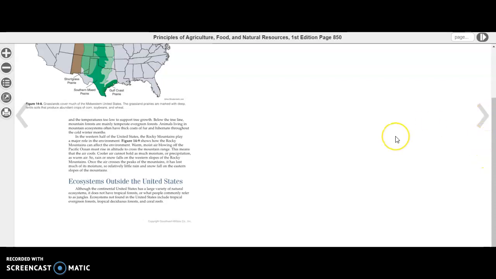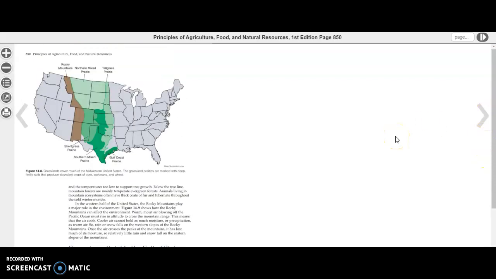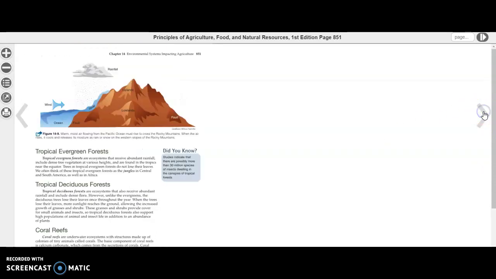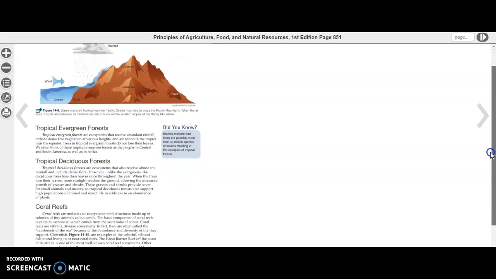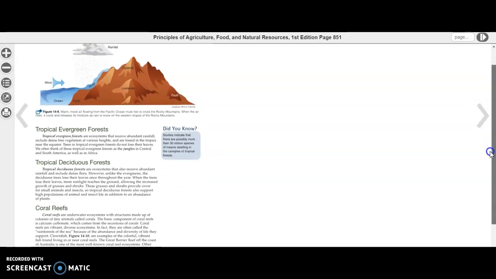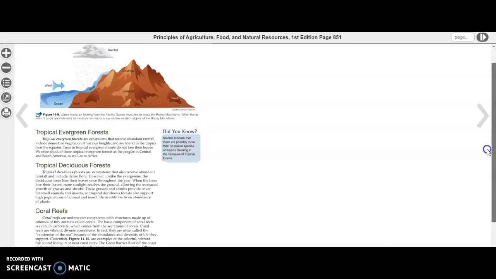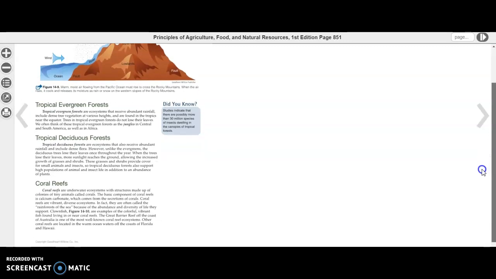Here's a map that shows some of the different ecosystems that we have. Remember, it's all based on the distance from the equator. The further north or south you get from the equator, the colder the temperature is going to be. The closer you get, the more tropical climates you're going to have, the tropical terrestrial biomes you're going to see. So these are different types of tropical forests that we can have.